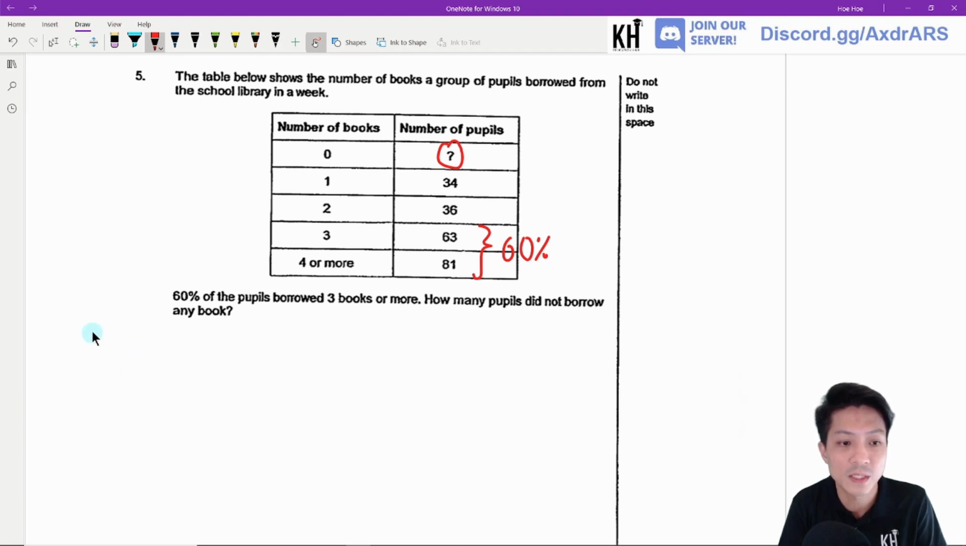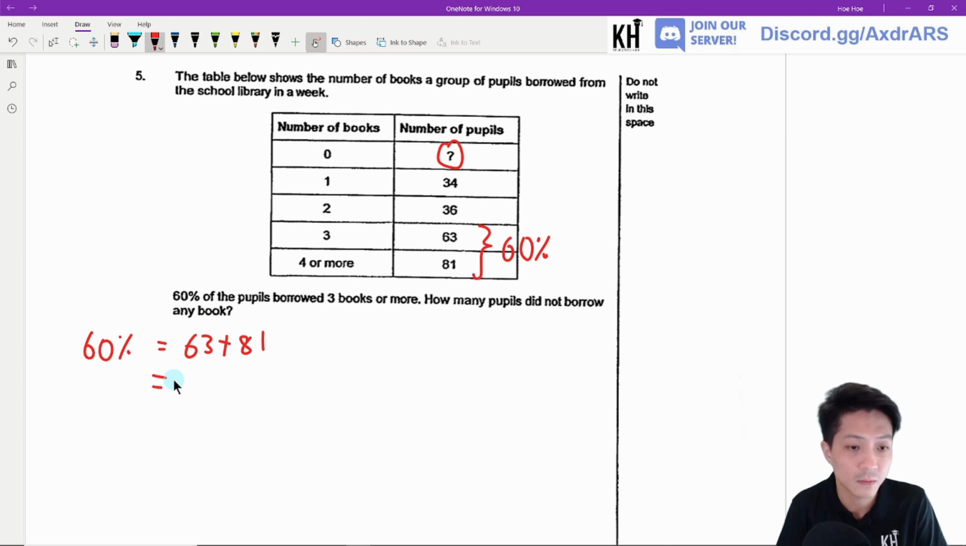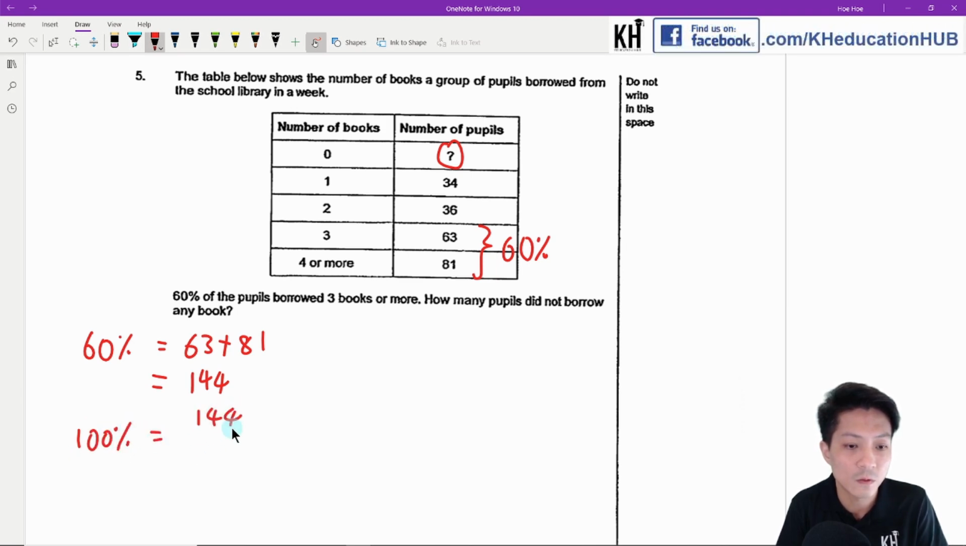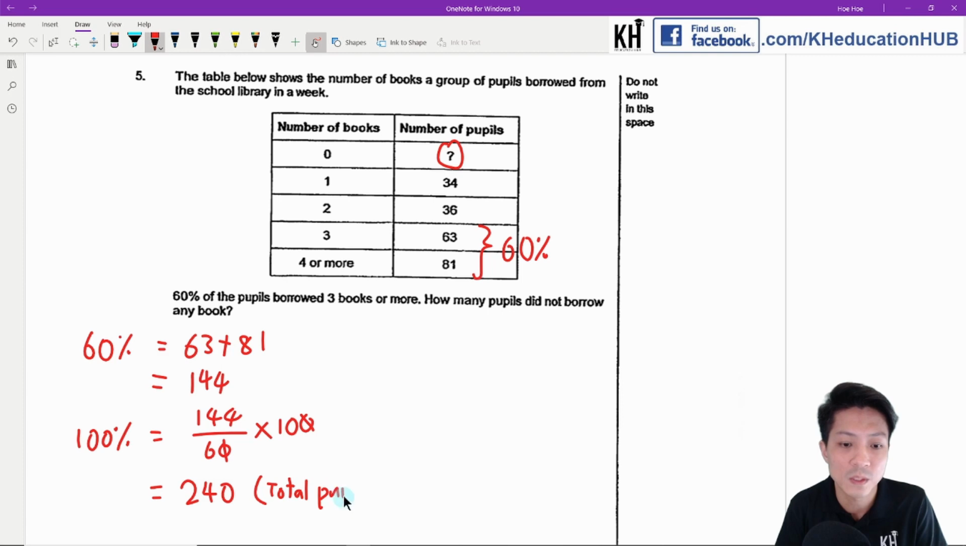I'm going to find what 100% is first. 60% is equal to 63 plus 81, which is 144. So to find 100%, it's 144 over 60 times 100, which will give me 240. 240 is the total number of pupils.